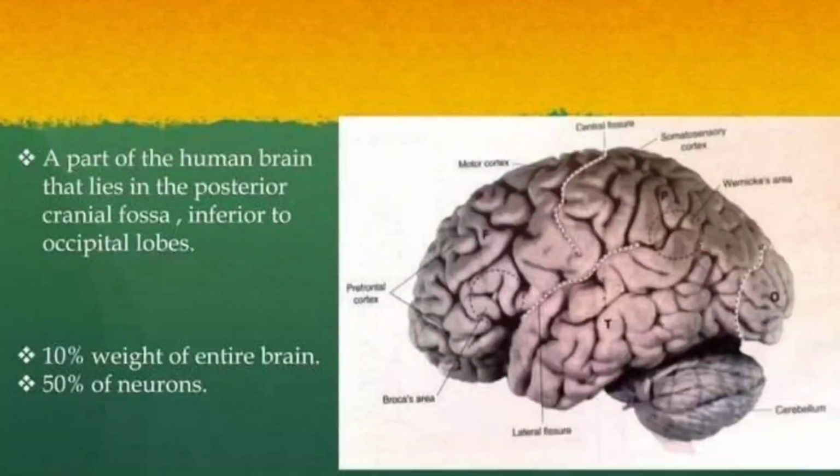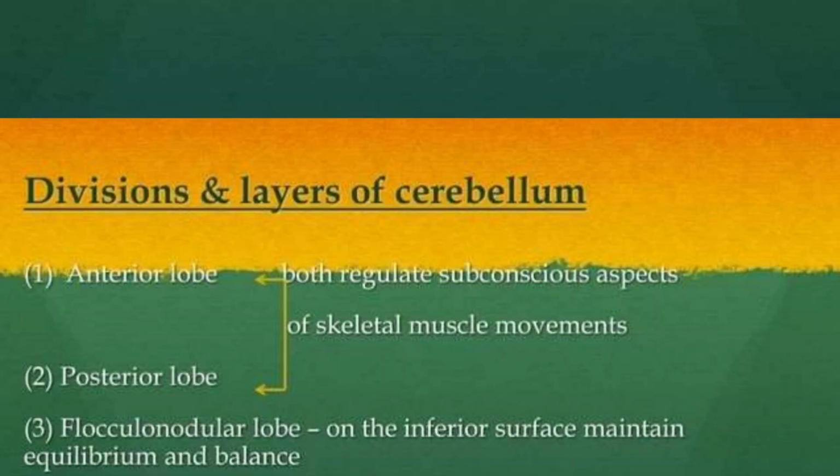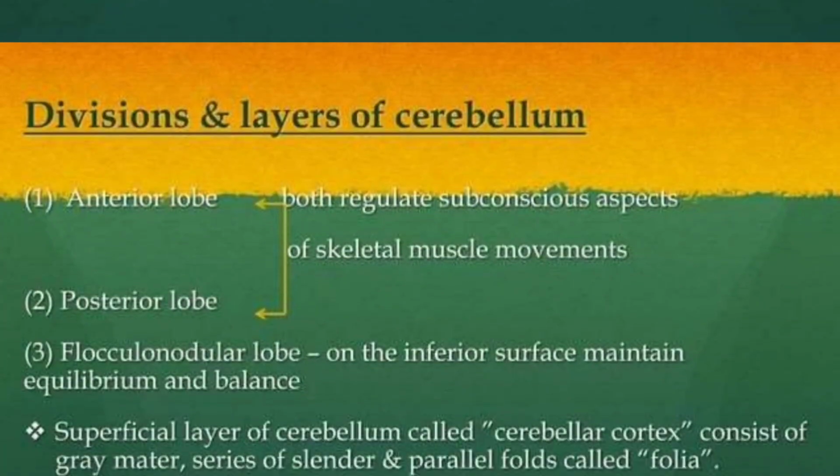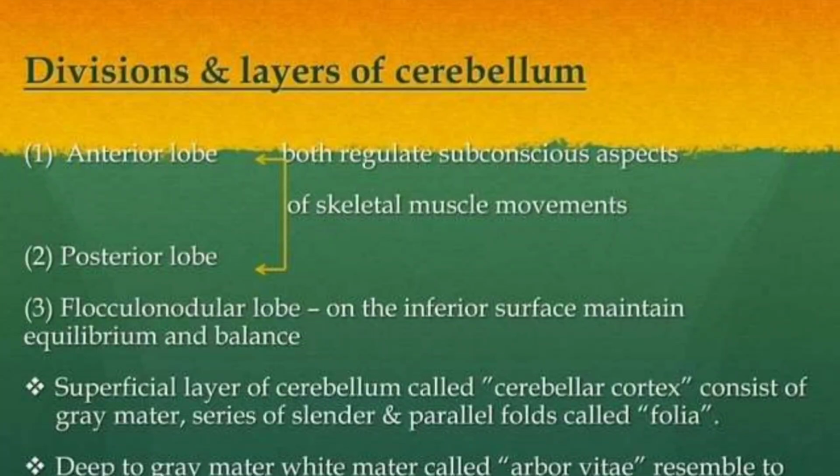A part of the human brain that lies in the posterior cranial fossa, inferior to the occipital lobes. 10% weight of the entire brain, 50% of neurons. Divisions and layers of cerebellum: anterior lobe and posterior lobe. Anterior lobe and posterior lobe both regulate subconscious aspects of skeletal muscle movement.